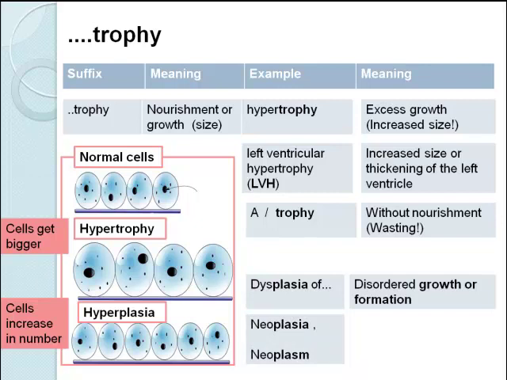A classic example where this becomes very clear is in the term neoplasia or neoplasm. This would mean new growth or formation, and the term neoplasia or neoplasm would relate to new cells being formed associated with cancer.